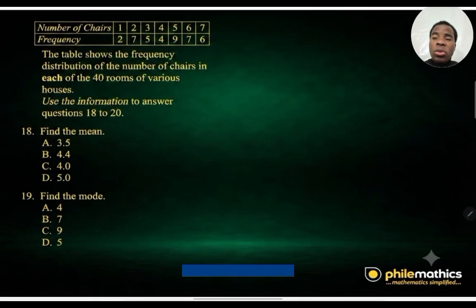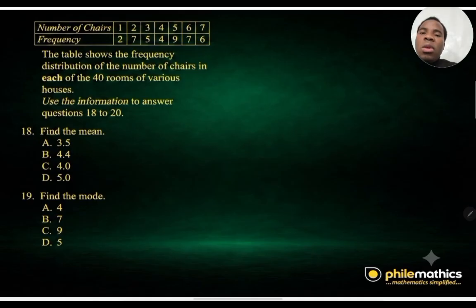In this question, we have to calculate the mean and the mode. It says the table shows the frequency distribution of the number of chairs in each of the 40 rooms of various houses. Use the information to answer 18 to 20. Question 18 says, find the mean.